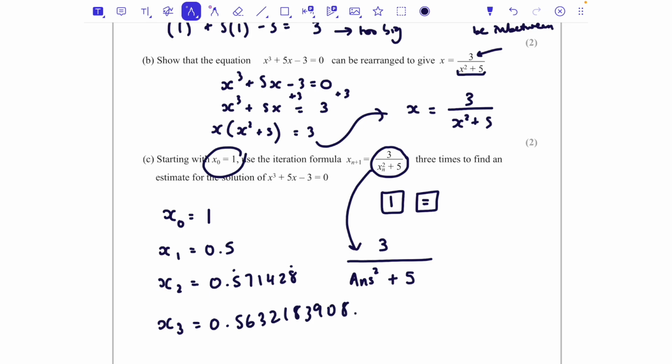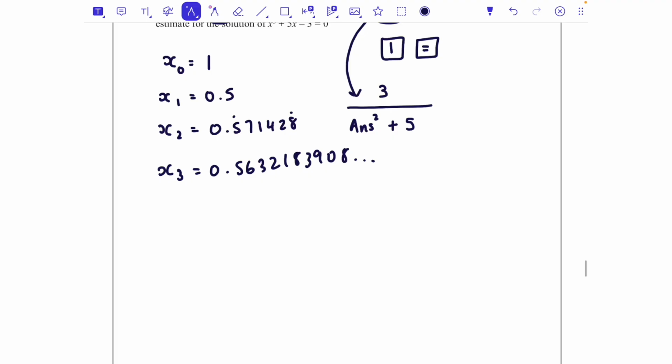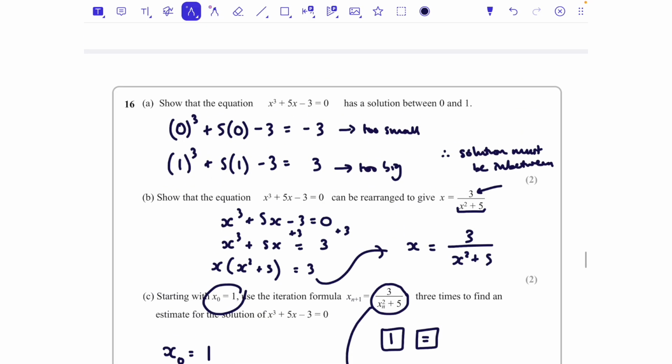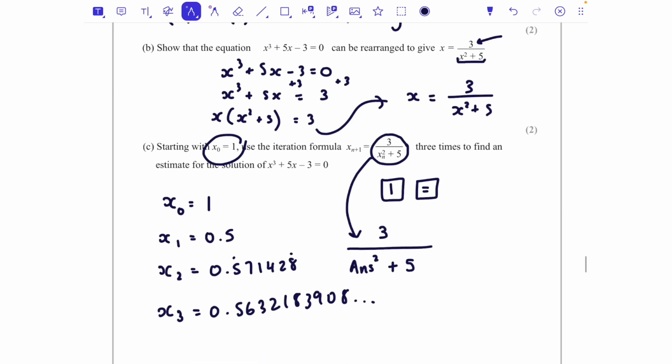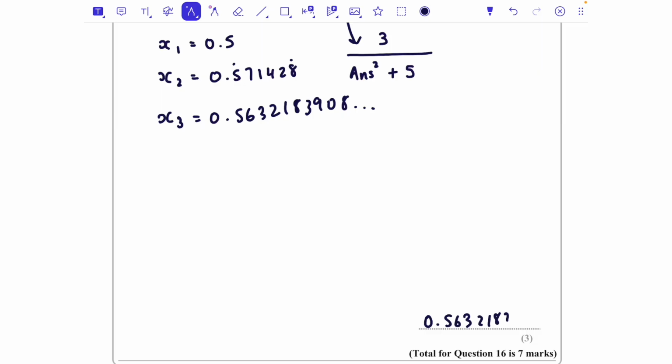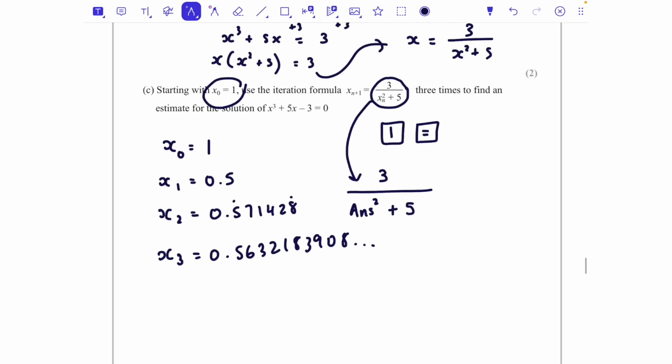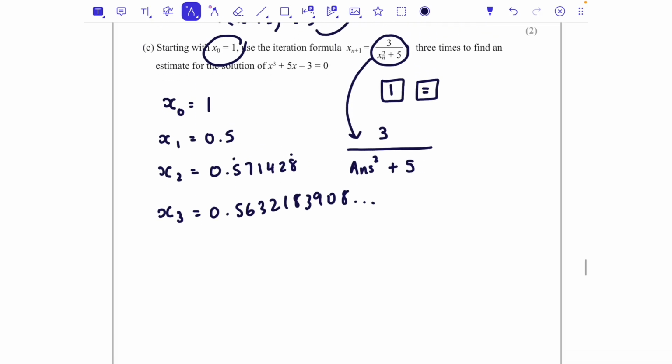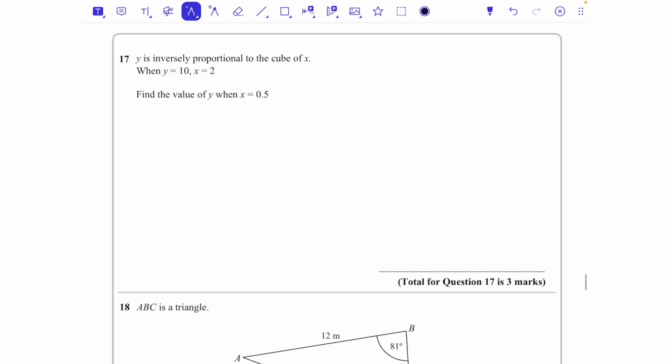0.56321839. Now this is just going to keep going in my calculator, but as long as you write at least 5 decimal places, you'll be absolutely fine. Now if you kept hitting equals, you would get a more and more accurate solution to the cubic that we started with up here. However, they only asked me to do it 3 times, so I'm just going to write 0.56321839 on the answer line. At least 5 decimal places, please. Make sure it's super accurate. There we go.